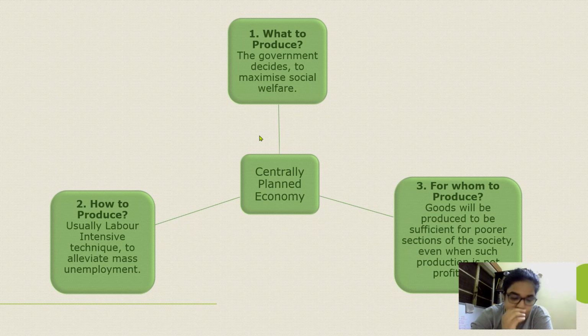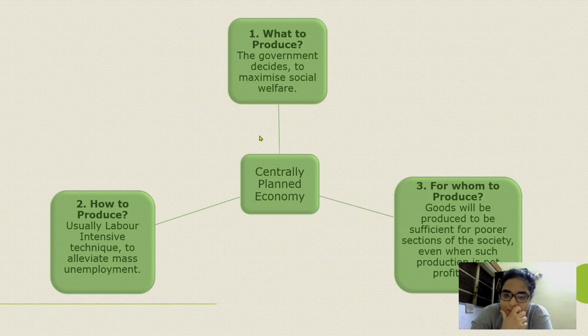How to produce? It's usually labor intensive in order to alleviate mass unemployment. Say in China, the population is so huge that if they shift to a capital intensive technology, the people might be out of jobs. So even if they're shifting to a capital intensive technology, they have to make sure that the people have jobs. So labor intensive technique makes sense there because there's so much workforce. There's so many people who can work, right? So might as well give them work.